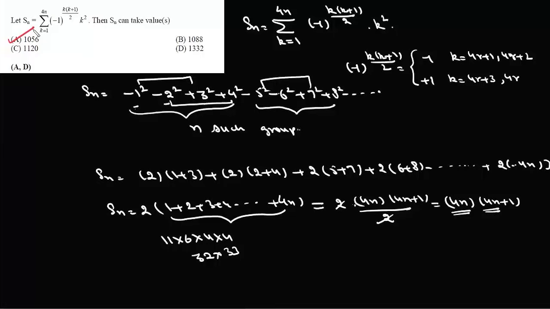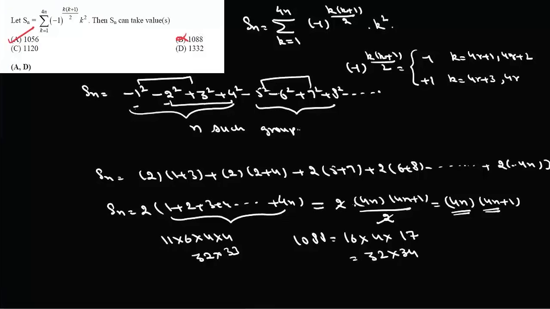Now what about 1088? 1088 is 16 into 4 into 17. Now this is 32 into 34, which is not possible. So option B is incorrect.